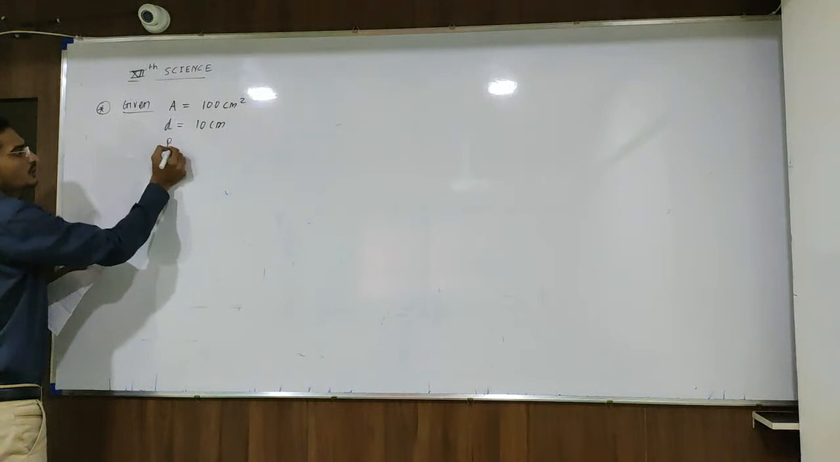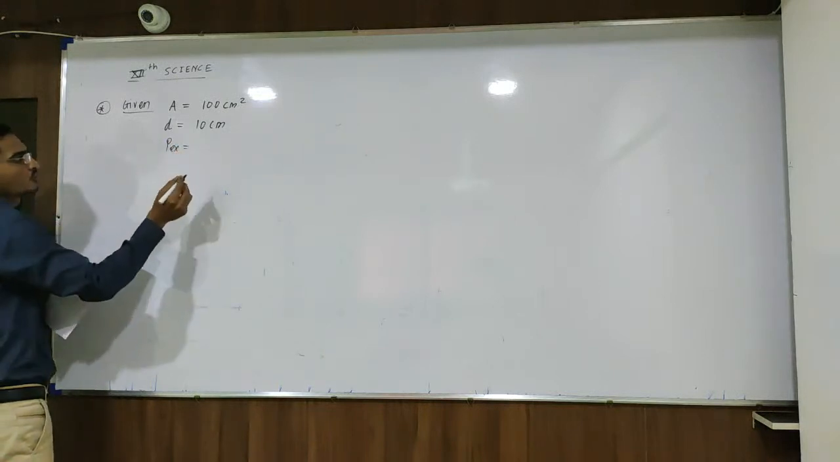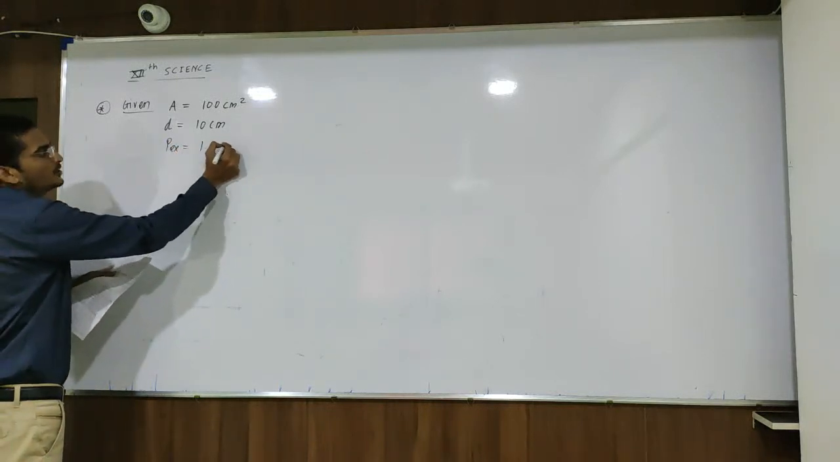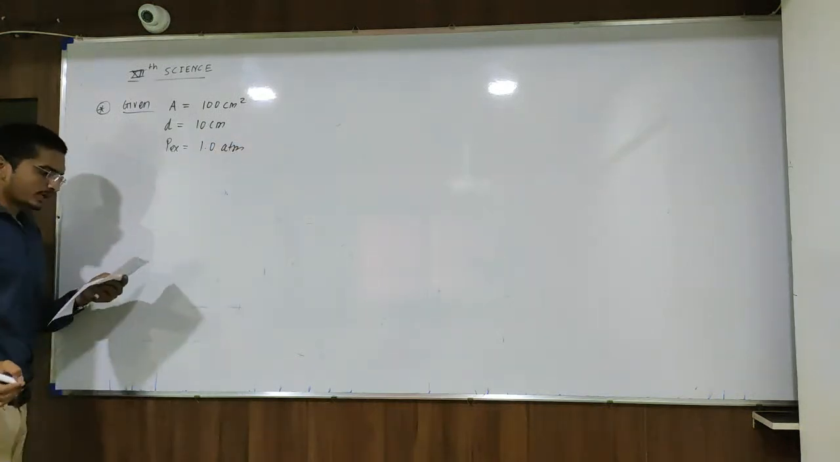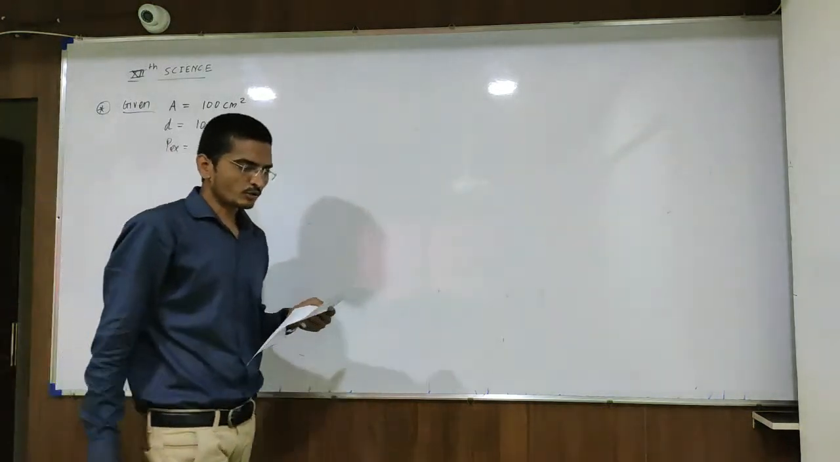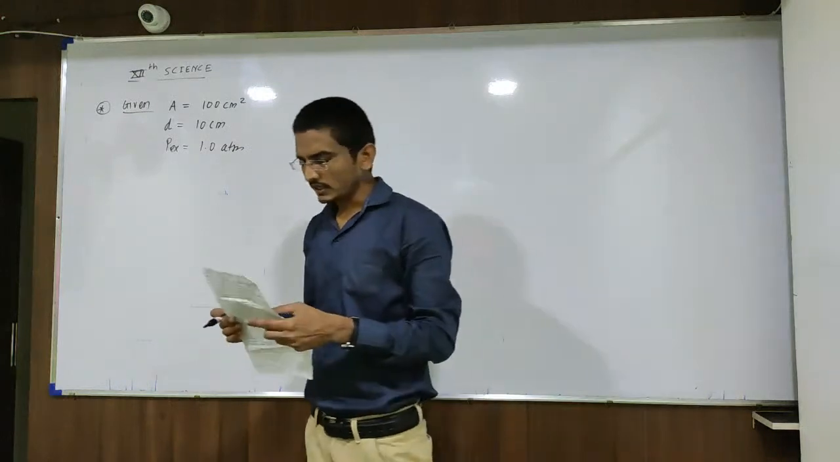The constant external pressure is 1.0 atm. So you have to give here the constant external pressure. So P external is equal to 1.0 atm. Okay. So calculate the work done in joule. So what do you find here? Calculate the work done in joule.